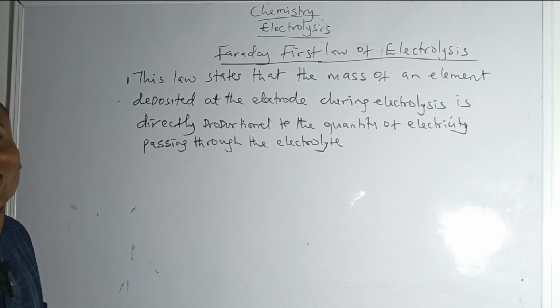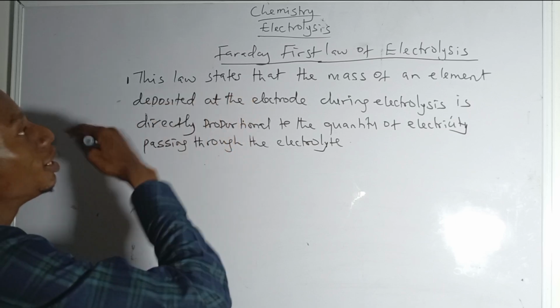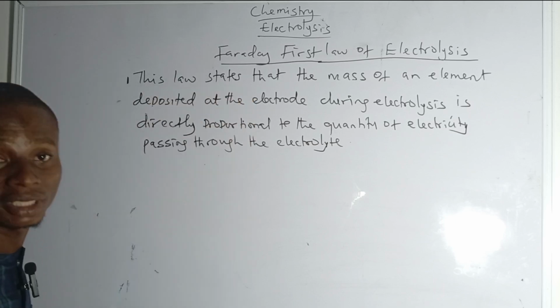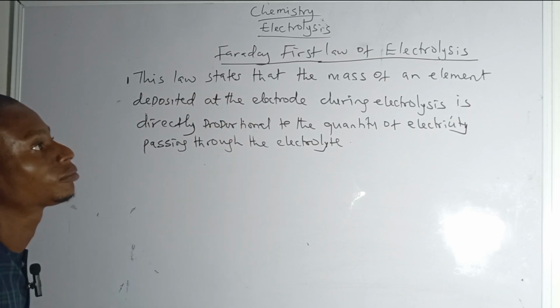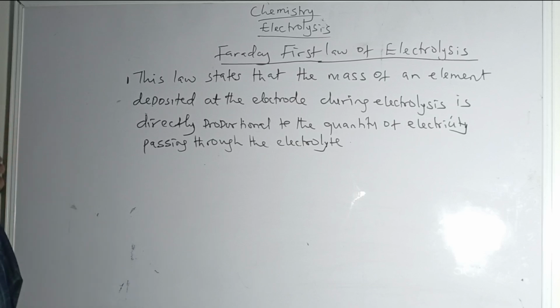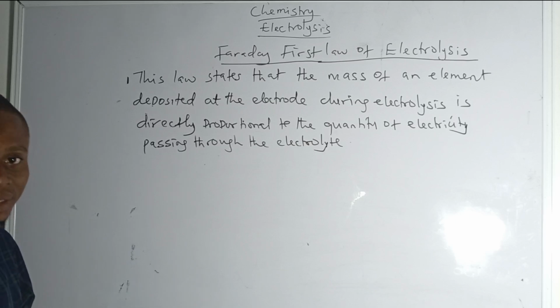So I want us to look at Faraday's first law of electrolysis in chemistry. So what is Faraday's first law of electrolysis? It states that the mass of an element deposited at the electrode.